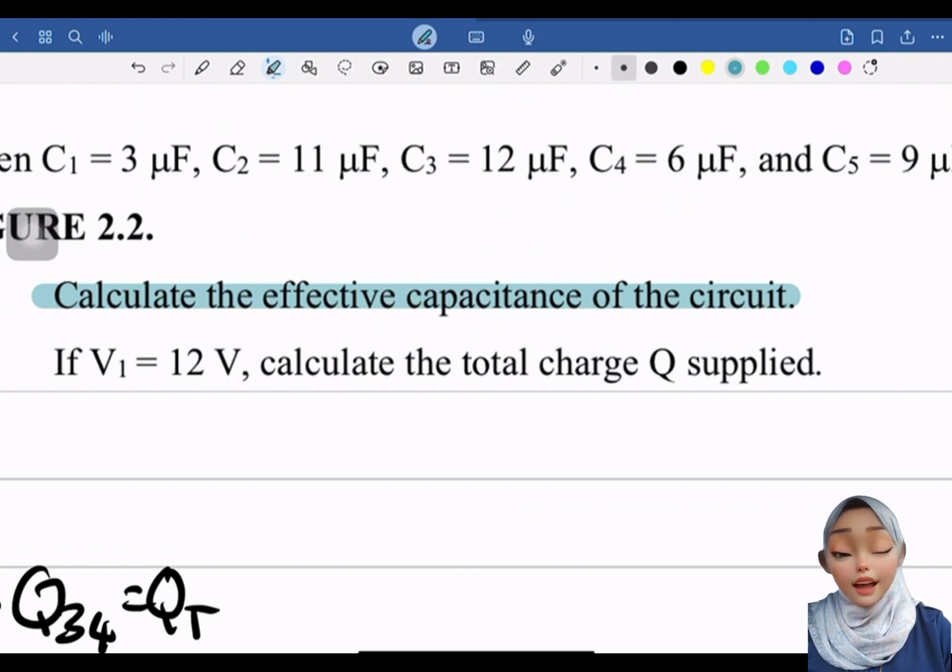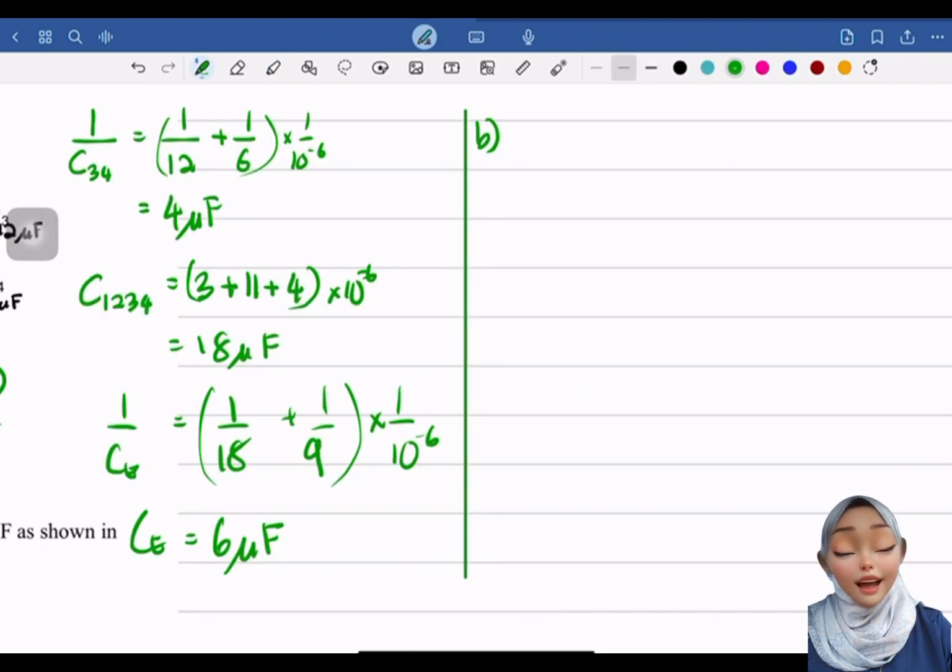The next question, kita nak cari if V1 is 12 volt, calculate the total charge supplied. So, untuk soalan B, kita akan guna Q total equals to C effective and V terminal. So, C effective kita dah dapat 6 micro.